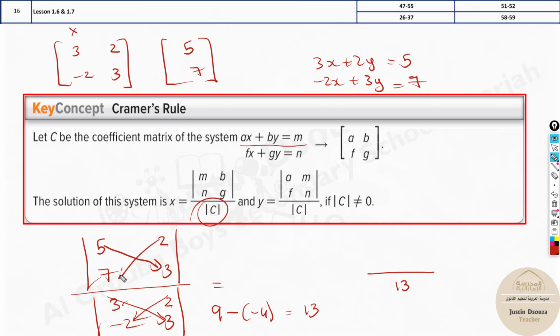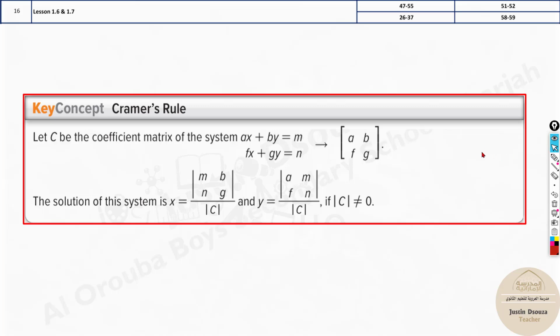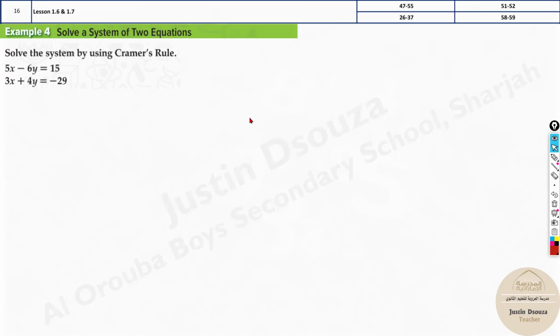And what happens above? Same thing, but the values are a bit different. It will be 5 times 3 is 15, minus 7 times 2 is 14, so you're left with 1, so it's 1 by 13. That is the answer for x. You don't get two values, it's just a single answer, the x value. The same way you can find the y value. All you need to do is, for the same matrix, replace the other column with these values and do the same thing. That is basically Cramer's rule, and that is how we can find the x and y values using matrices. Now here we have to solve two systems of equations.